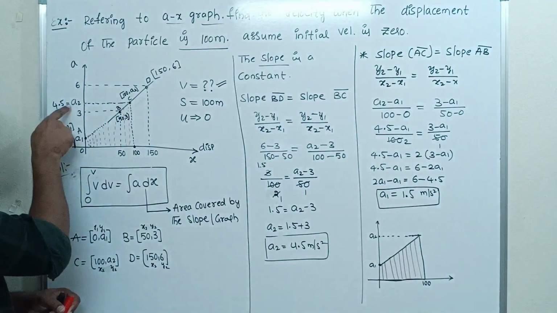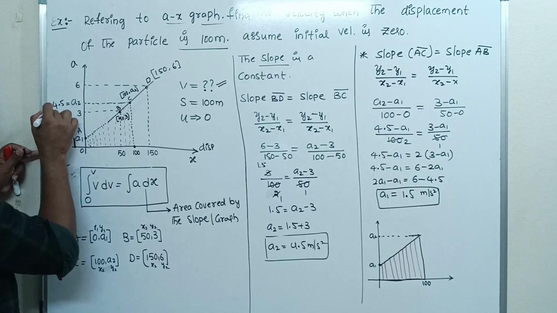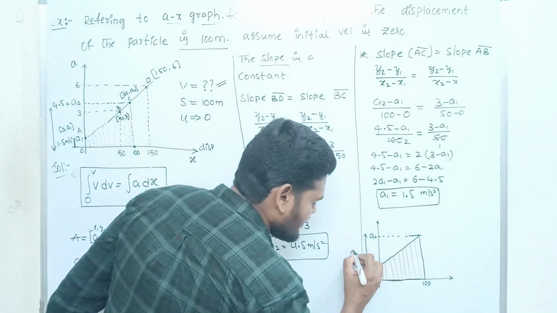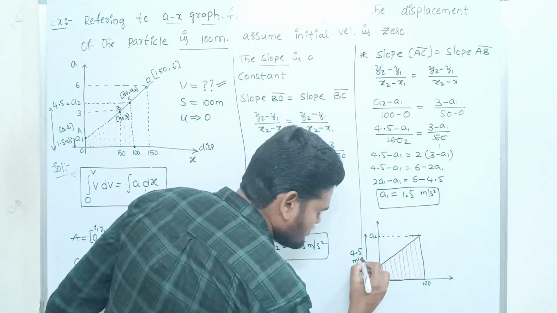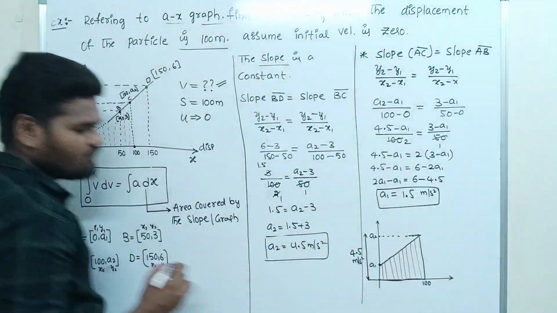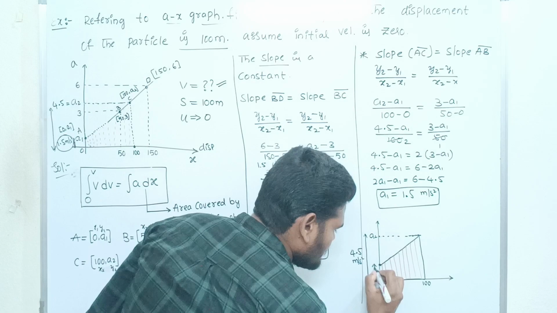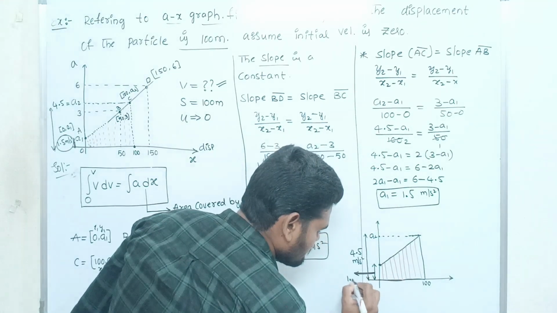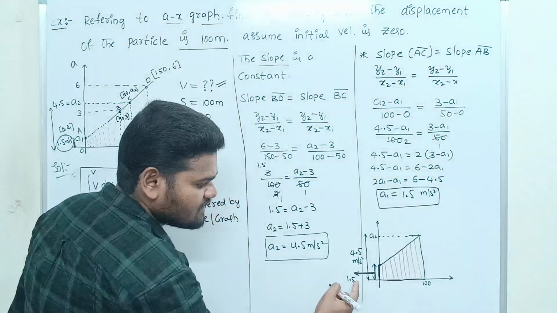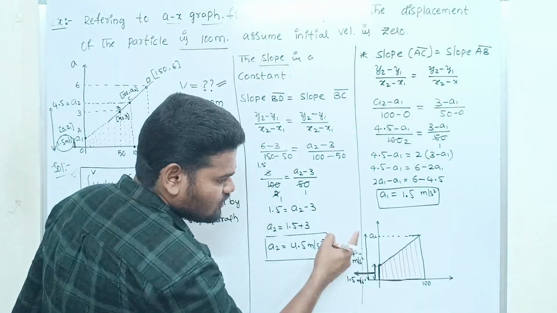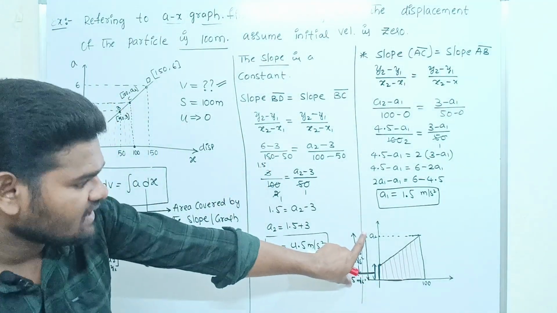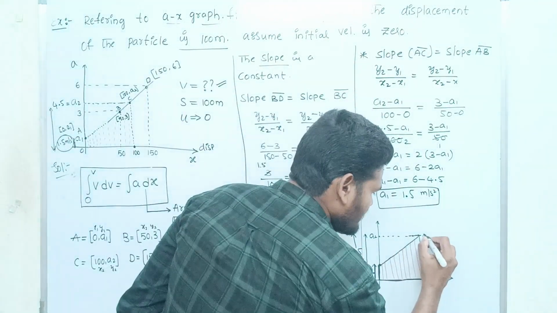From the origin, this point A2 is at 4.5 meters per second square. So this height is 4.5 meter per second square. And from the origin, A1 is at 1.5 meter per second square. This small line, this length, is 1.5 meter per second square. The total length is 4.5 meter per second square. If this is 4.5, then the opposite side is also 4.5.